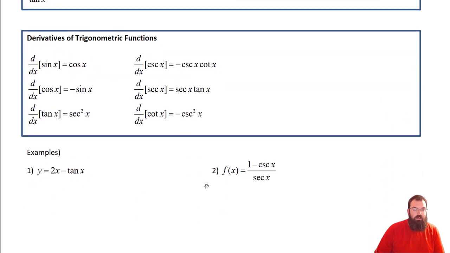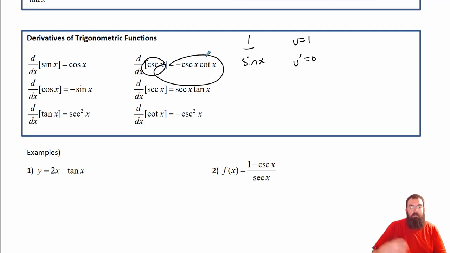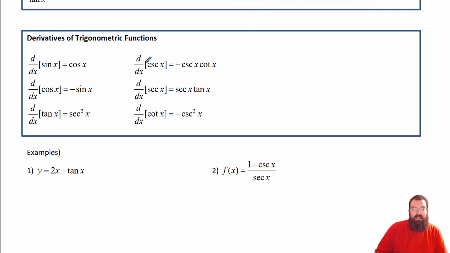And then here are your derivatives. Sine is cosine, cosine is negative sine, tangent is secant squared. So that's what we just did. Cosecant: if you forget cosecant, remember it's 1 over sine, and then you can make u equal to 1, u prime equal to 0, v, v prime, and stuff like that. You can definitely find the answer by the quotient rule if you forget the actual fundamental identities of these trigonometric functions here.